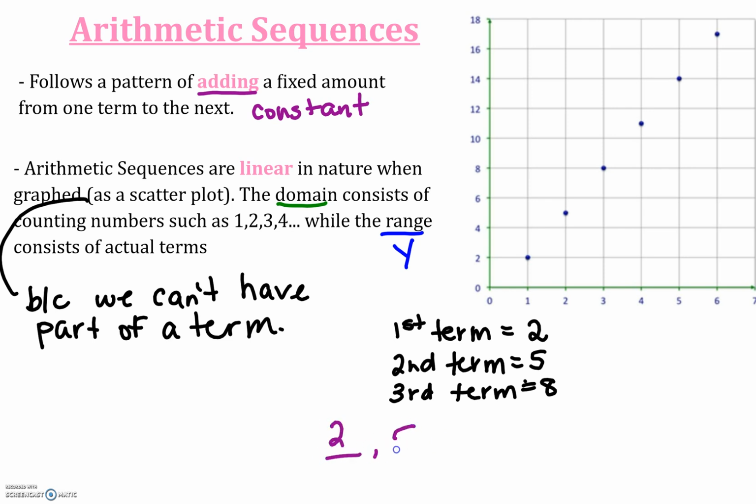If I wrote them out as a list, 2, 5, 8, etc., you'll notice from 2 to 5 we added 3. 5 to 8, we added 3. You should notice because we are adding a constant number from one term to the next, that's how we get that linear nature. Also, like I said, that positive 3 is going to be referred to as a common difference now that we're in the sequences unit.